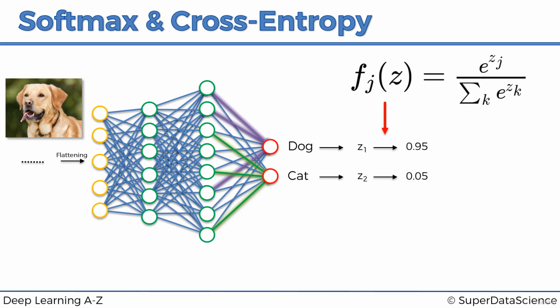And to quote Wikipedia, the softmax function, or the normalized exponential function, is a generalization of the logistic function that, quote-unquote, squashes a k-dimensional vector of arbitrary real values to a k-dimensional vector of real values in the range of 0 to 1 that add up to 1. So basically, it does exactly what we want. It brings these values to be between 0 and 1 and makes sure that they add up to 1.